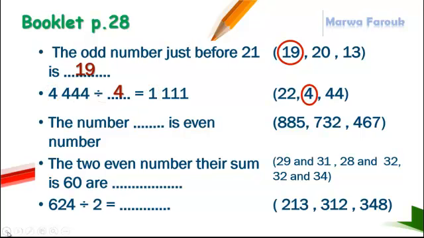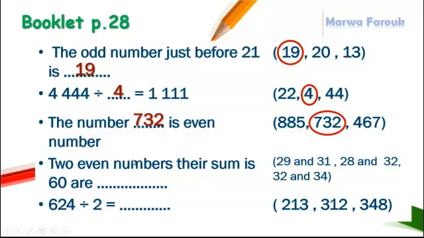Next one, the number. What is an even number? He gave me 3 numbers and I want to know which one of them is an even number. We will look to which place, to the units place. The first number, here I have 5, here I have 2, and here I have 7 in the units place. So which one of them is the even number? 732. Excellent.